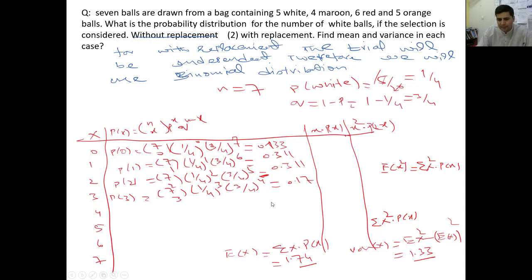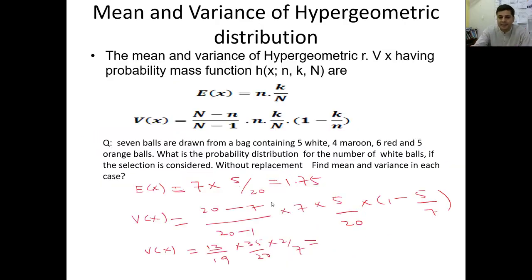I hope from this example you understand the main concept of the binomial and hypergeometric distributions. There are two properties which are different. In binomial the probability is fixed from trial to trial, while in hypergeometric it changes from trial to trial. In binomial the trials are with replacement; in hypergeometric they are without replacement. In binomial the trials are independent; in hypergeometric they are dependent.